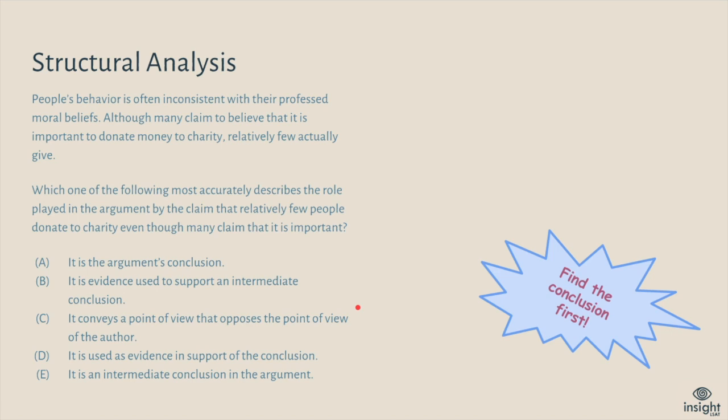C. It conveys a point of view that opposes the point of view of the author. Nope. It's pretty consistent with the point of view of the author. There's actually only one point of view presented in this blurb, so that can't be it. D. It is used as evidence in support of the conclusion. That looks good. That's kind of what we anticipated. And E. It is an intermediate conclusion of the argument. Nope, there are no intermediate conclusions in the argument. So A was wrong, B was wrong, C was wrong, D looked pretty good, and it looked like what we anticipated, and E was definitely wrong, so D is your correct answer here, D.